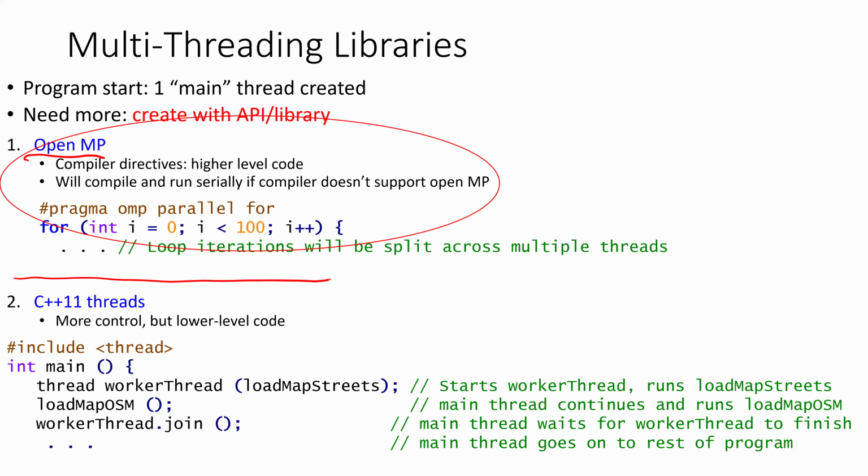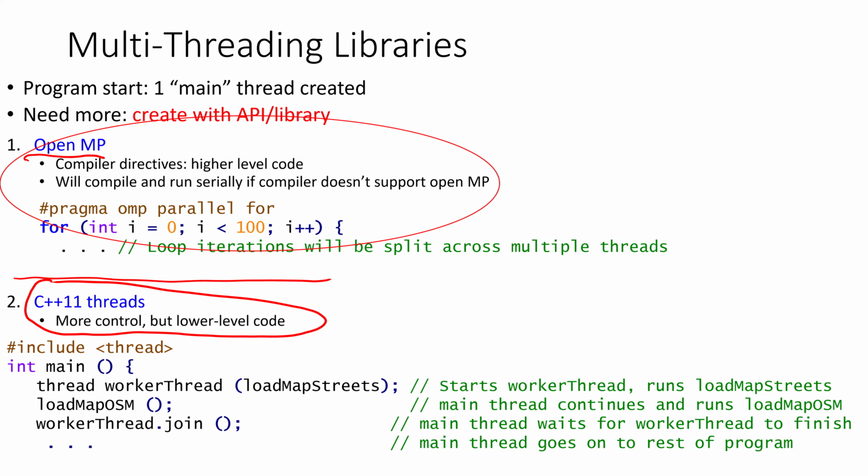What is OpenMP doing behind the scenes? It's creating threads, giving them work, waiting for them to all complete, destroying the extra threads, and then going on. How is it doing that? Under the hood, it's actually calling the C++ threading library, the threading API. That was added to C++ in 2011, so sometimes it's called C++11 threads. It gives you more control, but it's lower level code. Sometimes that extra control is helpful. Sometimes it's just kind of in the way. You're writing more code to do the same stuff.